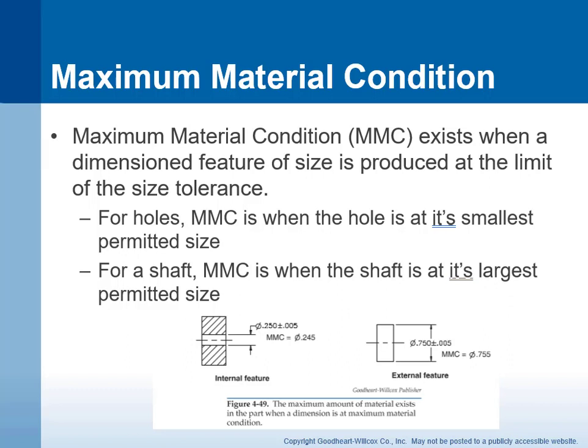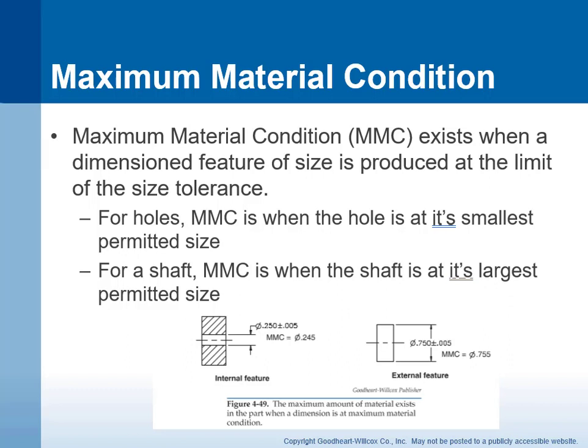Let's talk a little bit about maximum material condition. Maximum material condition exists when the dimension feature of size is produced at the limit of the size tolerance. For holes, maximum material condition is when the hole is at its smallest tolerance size. And for a shaft, MMC is when the shaft is at its largest permitted size. In GD&T, we use this as a modifier for some tolerances, and the reason we use maximum material condition is that it provides us the most material, which allows us to assure that our parts are going to fit together.